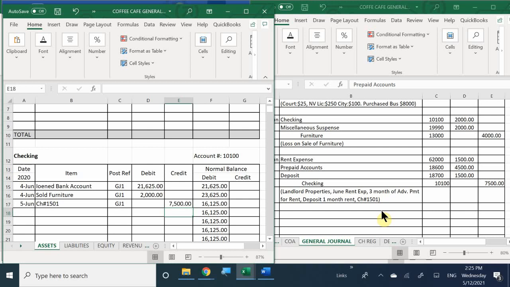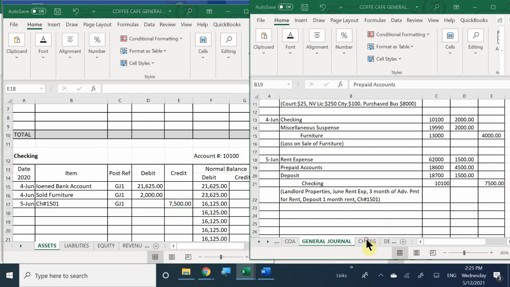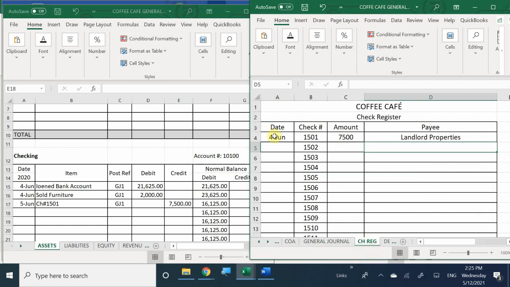Okay. Now for your check register, I have a question. Go ahead. I was gonna ask about the check register. Is that where we just put that right there in the assets, or now do we use the actual check register to document the check?